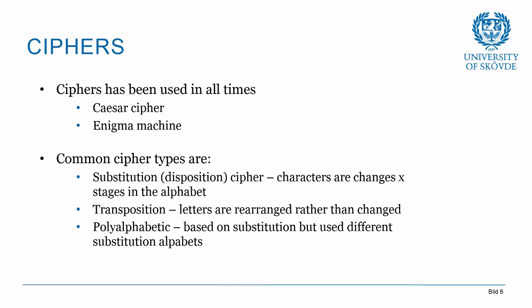Then we have transposition ciphers, and using transposition, letters are rearranged rather than changed. So you take the letters that are in the plain text and you scramble them according to some plan, and then you have a transposition cipher. And then we have polyalphabetic ciphers, and those are based on substitution but use different substitution alphabets. So it's not the same substitution pattern throughout the entire ciphertext.